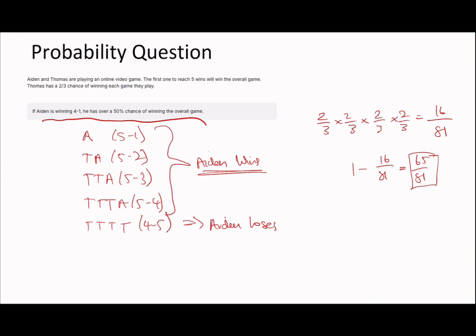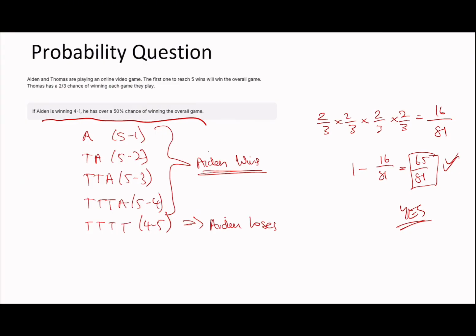Okay, so 81 minus 16, just confirming, yeah. So if Aidan is winning 4-1, he has over a 50% chance of winning the overall game. I would say that's true, yes. And his chance is actually this here. The best reason why is because Aidan only has to win 1 of these 4 games.